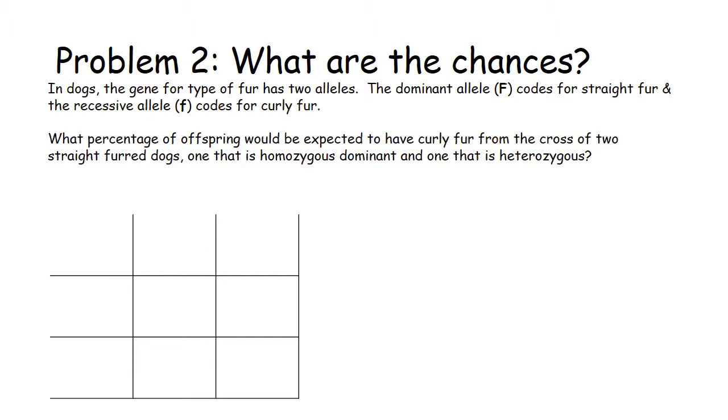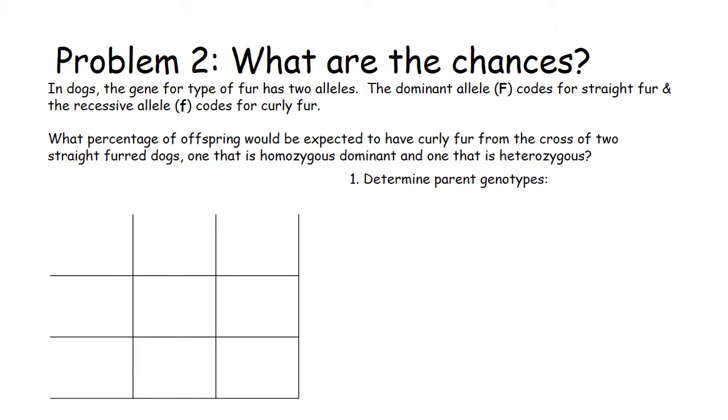In dogs, the gene for type of fur has two alleles. The dominant allele, capital F, codes for straight fur, and the recessive allele, little f, codes for curly fur. What percentage of offspring would be expected to have curly fur from the cross of two straight furred dogs, one that is homozygous dominant and one that is heterozygous?